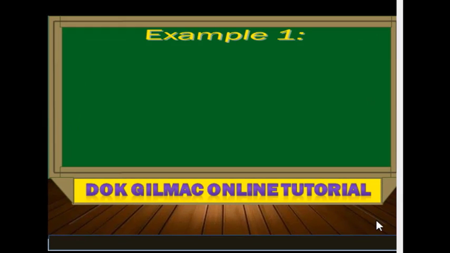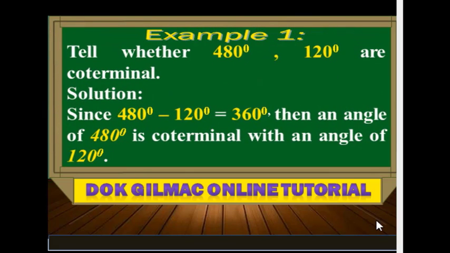Let's have an example. Example number 1. Tell whether 480 degrees and 120 degrees are coterminal. Let's have the solution. Since 480 degrees minus 120 degrees is equal to 360 degrees, which is a multiple of 360, then the angles 480 degrees and 120 degrees are coterminal angles. Okay, so take note of that, since their difference is a multiple of 360 degrees.